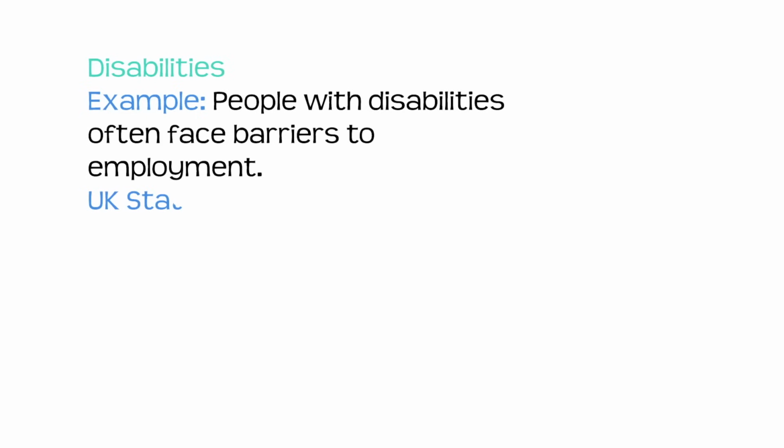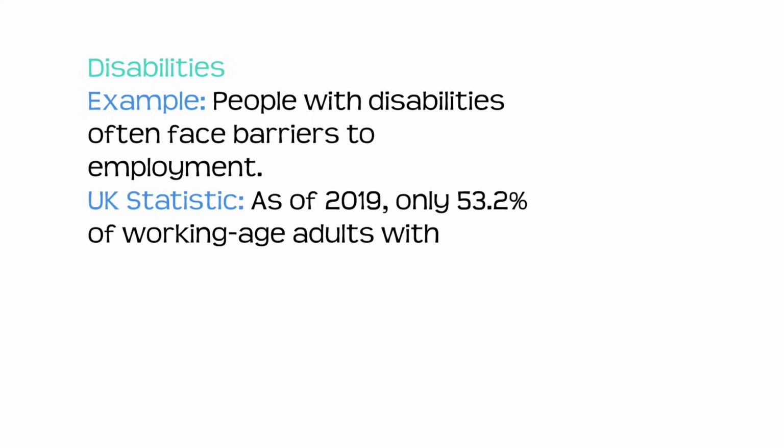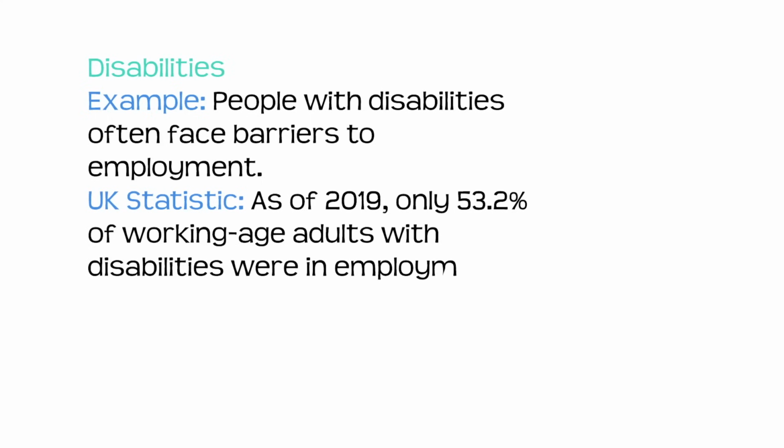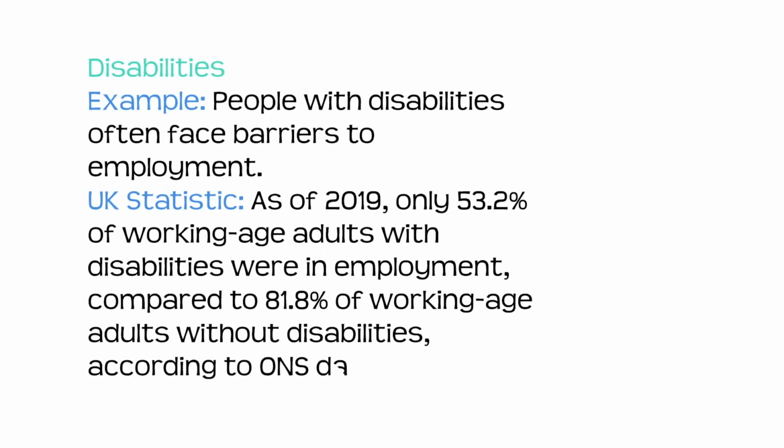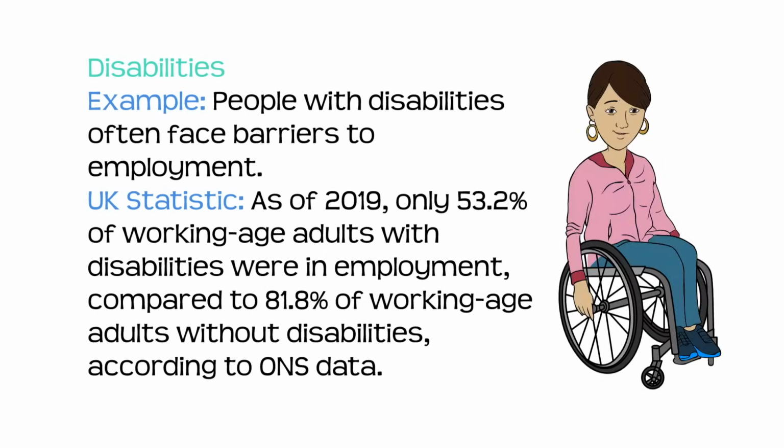Disabilities. An example. People with disabilities often face barriers to employment. As of 2019, only 53.2% of working-age adults with disabilities were in employment, compared to 81.8% of working-age adults without disabilities, according to ONS data.